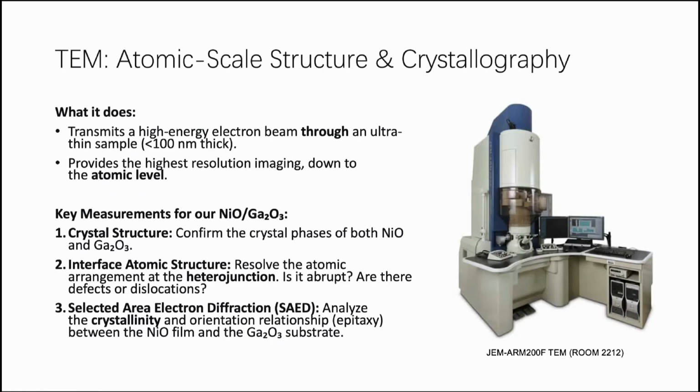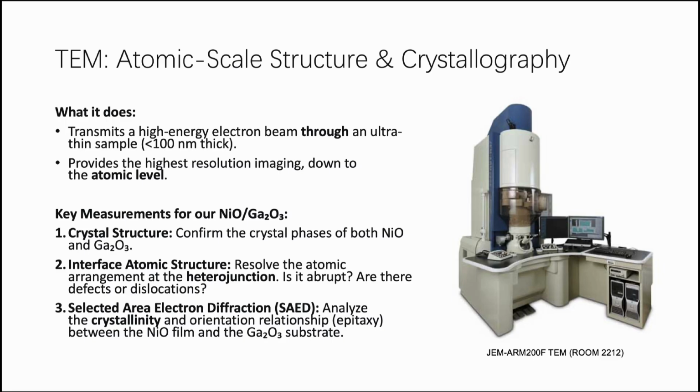After the sample has been prepared, we would test it through TEM to give us information about the atomic scale structure and its crystallography. About what it does, it transmits a high-energy electron beam through an ultra-thin sample, usually at the nanoscale. And also, it provides the highest resolution imaging down to the atomic level. It also has three key measurements for our nickel oxide and gallium oxide sample.